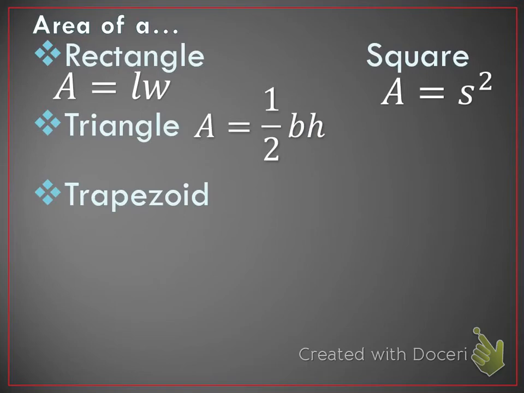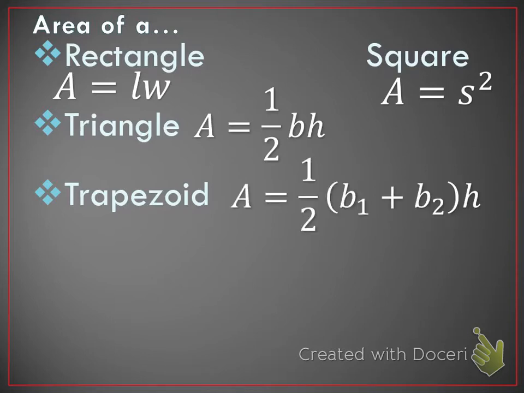Okay, the trapezoid has the same formula, except for how many bases does a trapezoid have? 2 of them. Let's go ahead and write in the formula. We are also going to draw some trapezoids. So area equals 1/2 times the base 1 plus base 2 times the height.